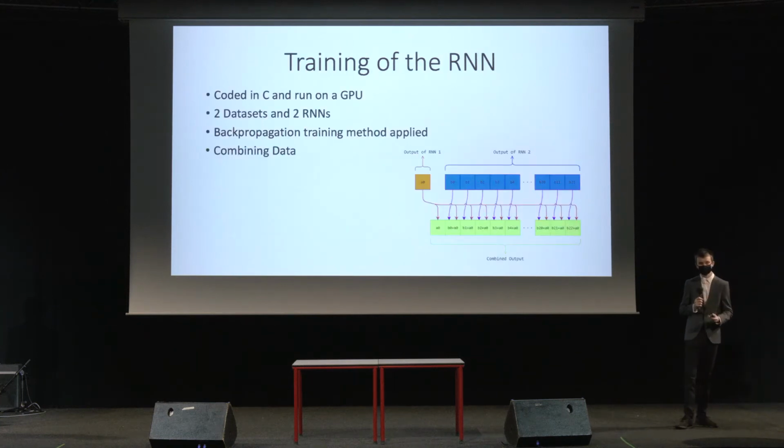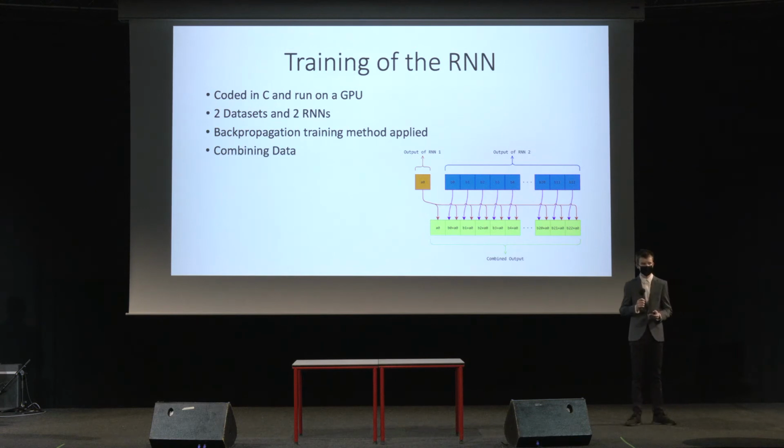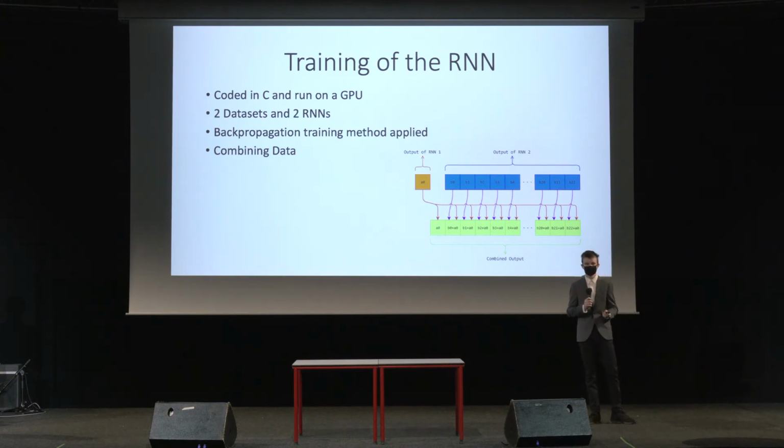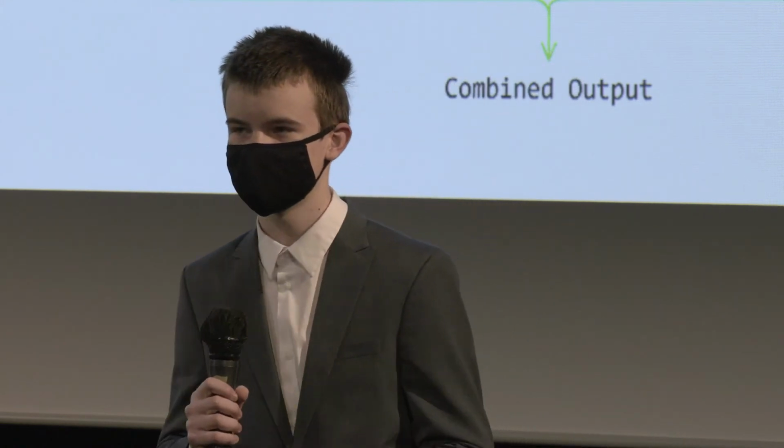I have coded the project in C and trained the recurrent neural networks on the GPU. Both of the neural networks have been trained individually on their own datasets. For the training itself, I have used the backpropagation training method. The two separate neural networks generate two output vectors. To achieve a continuous data sequence, I had to merge them in a specific way.